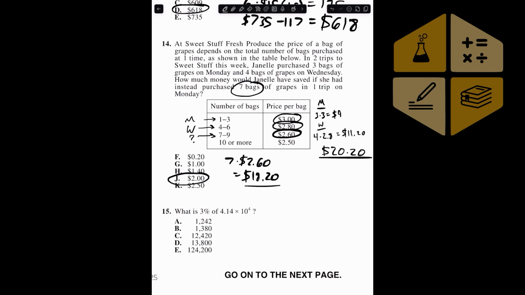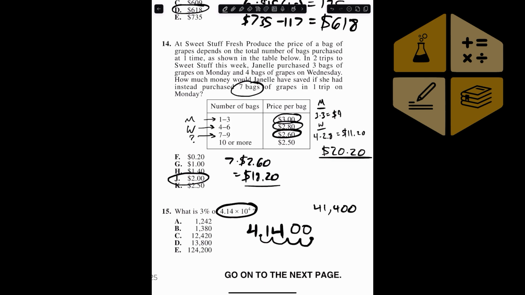Number 15, what is 3% of 4.14 times 10 to the 4th? Okay, well, first, let's figure out what this number is. Times 10 to the 4th means basically this: if it's 4.14 times 10 to the 4th, I need to move this decimal point 4 places to the right. 1, 2, 3, 4. And now my decimal is right there, and these empty spaces are zeros. So 4.14 times 10 to the 4th is the same thing as 41,400.